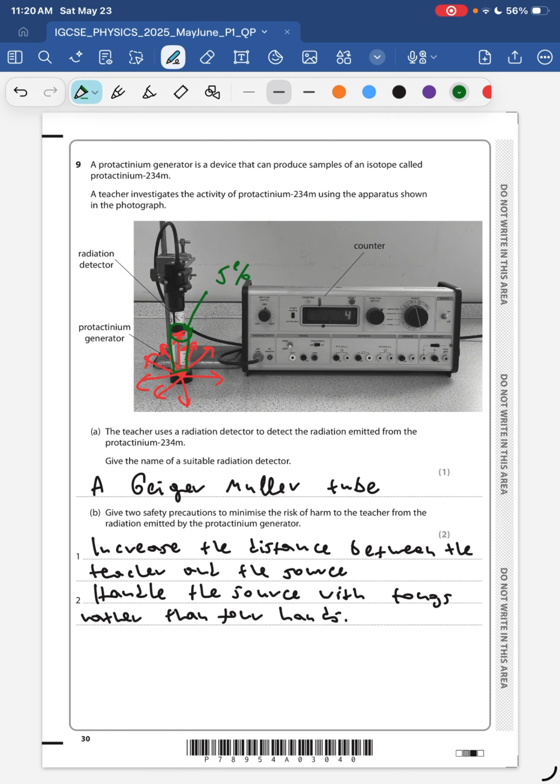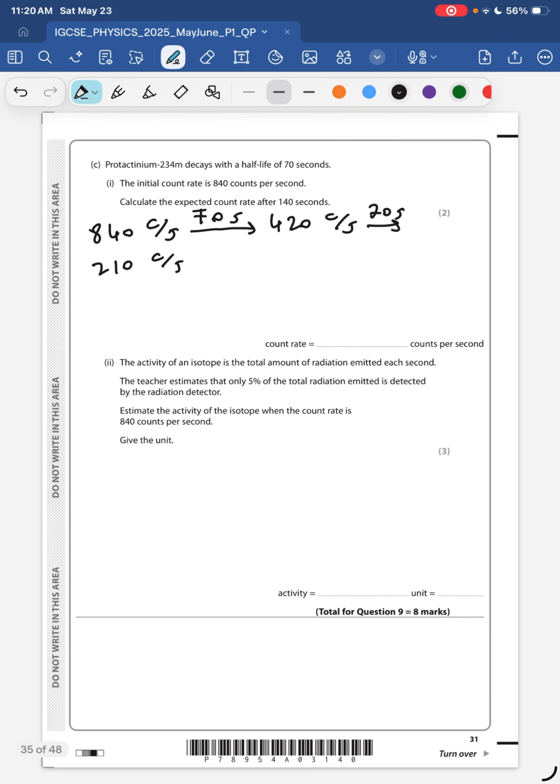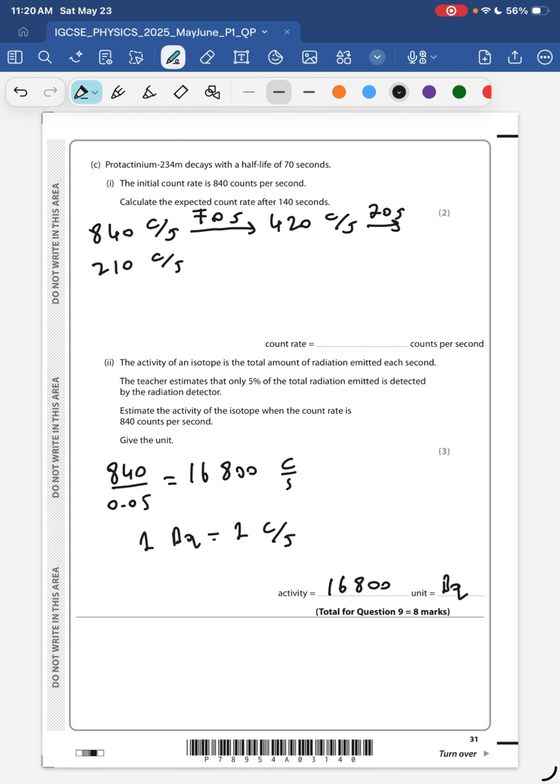So all we have to do is divide by that to find the total. So 840 over 5%, which is 0.05, yields 16,800 counts per second, which is also known as becquerels. So here you can write 16,800, and then becquerels is this unit. 1 becquerel is 1 count per second. This was question 9. Let's move on.